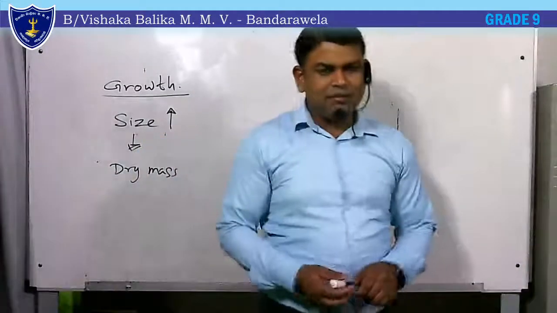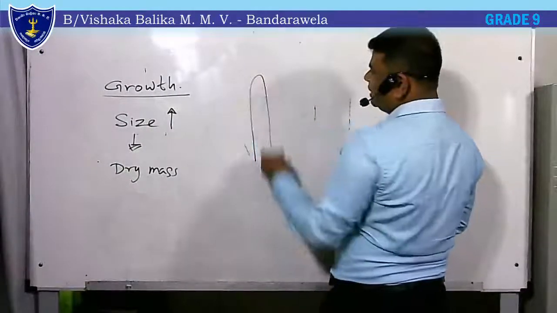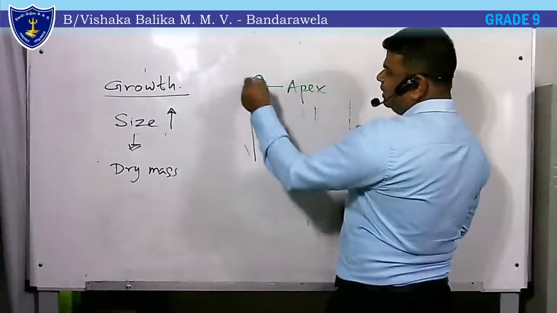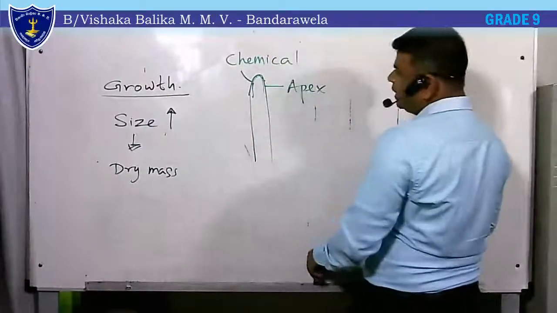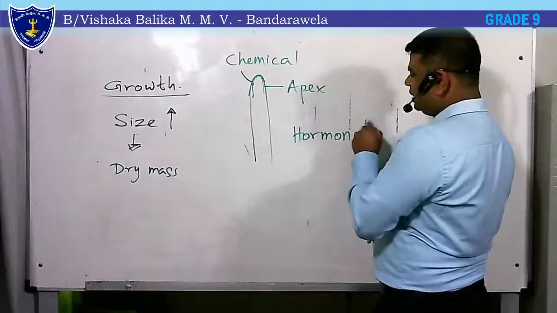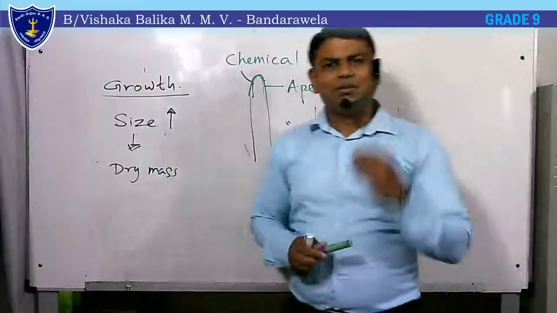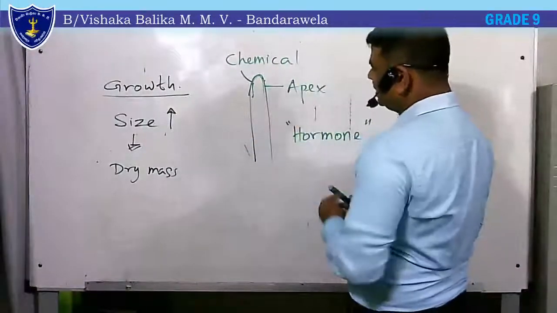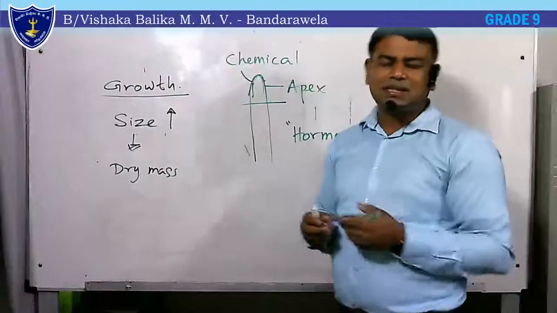So scientists did some more experiments on this. Finally, they found the substance which is secreting from this apex part. The substance secreted by the apex part is a chemical. Now people call these chemicals hormones. A hormone is an organic chemical which stimulates the growth. These growth responses come because of that. Once we cut and remove the apex, the response doesn't come.